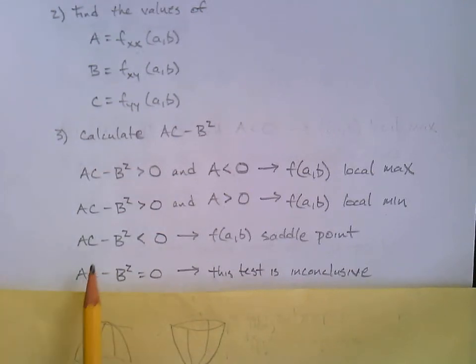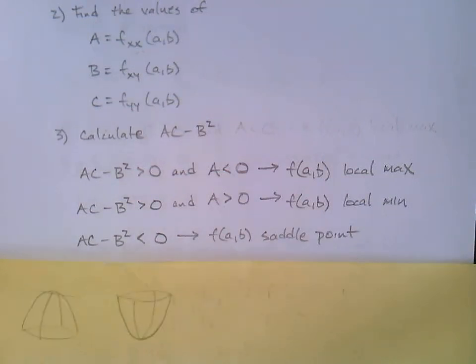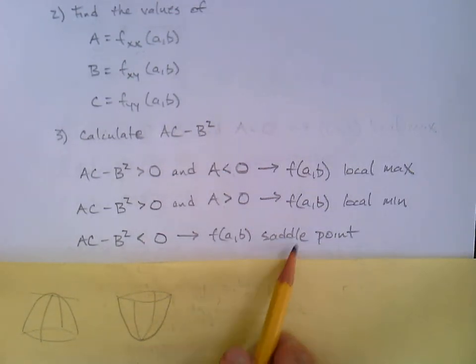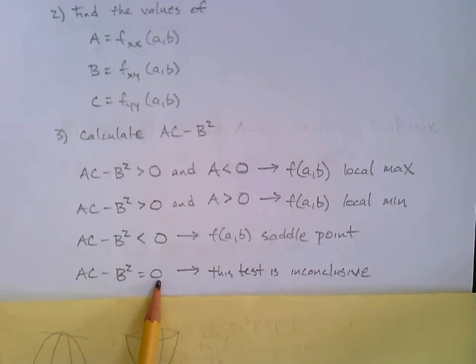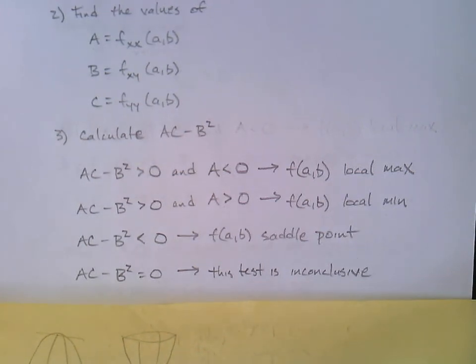And then the saddle point. What if AC minus B squared was negative? You don't have to go any further. That means the two did not agree. One's positive, one's negative. I'm not going to attempt to draw the saddle point again. You saw it a moment ago. We know it's a saddle point. There is one last case. If AC minus B squared equals 0, then the test is inconclusive. We can't do anything more with that. That's not going to come up in any problems that we see in this course.